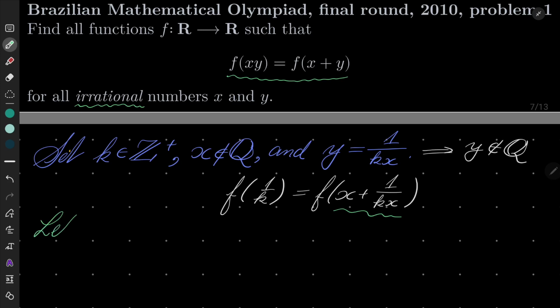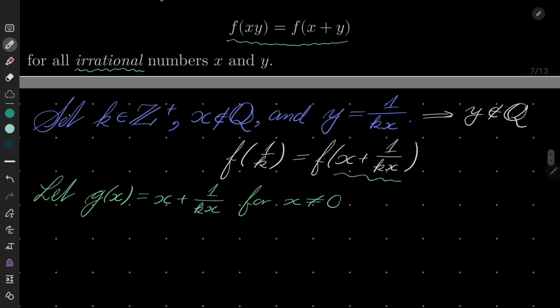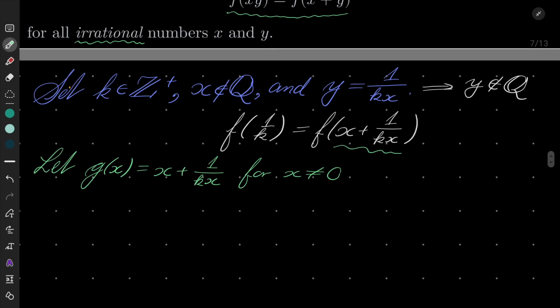Very well. And now let's say g of x is equal to x plus 1 over k times x for any non-zero number x. Let's find the range of this function. How can we find the range of this function? Well, either by the methods of mathematical analysis or by some kind of estimation. Maybe I will avoid using derivatives. You can differentiate this and find the maximum and minimum and so on, but I will do something slightly different.